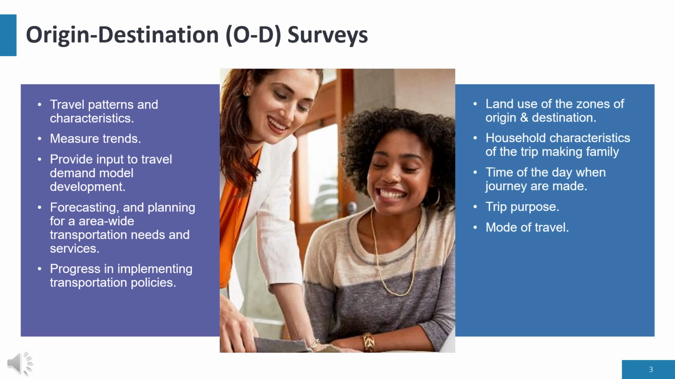Six, land use of zones of origin and destination. Seven, household characteristics of a trip-making family. Eight, time of the day when journeys are made. Nine, trip purpose. Ten is mode of travel.